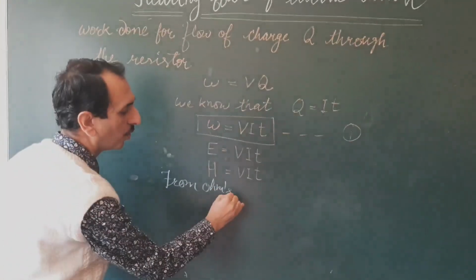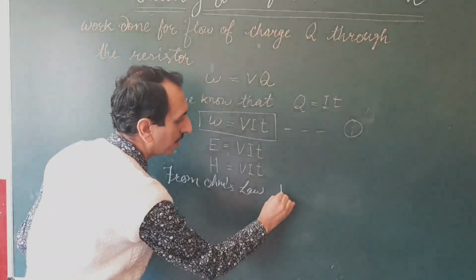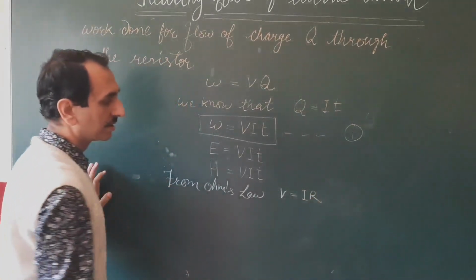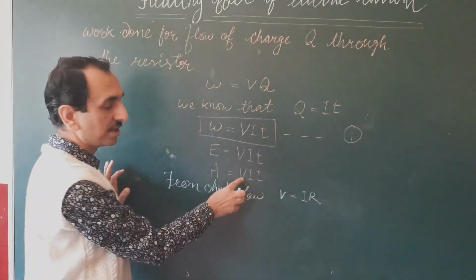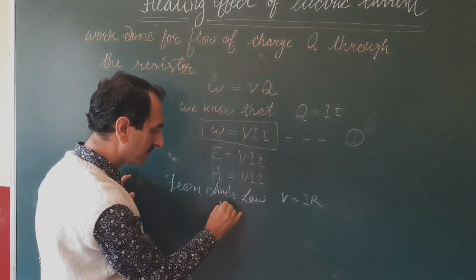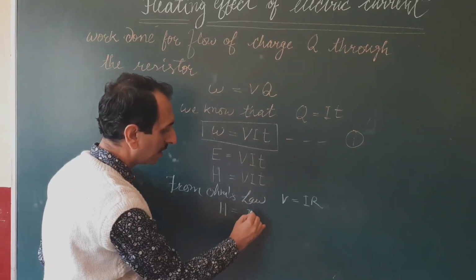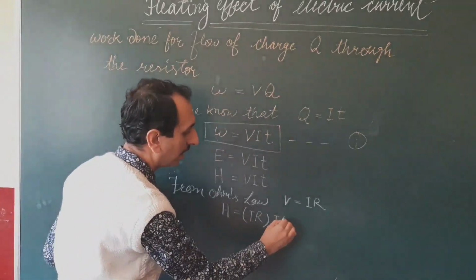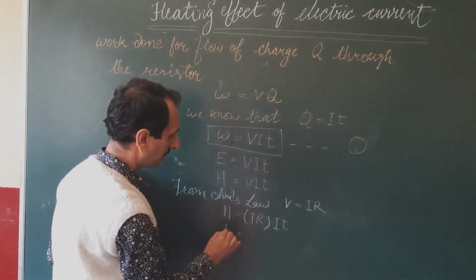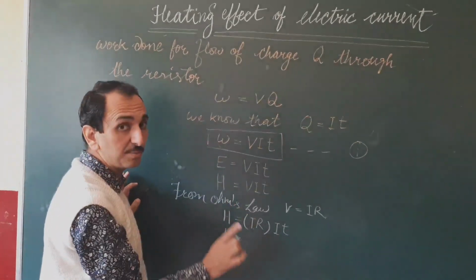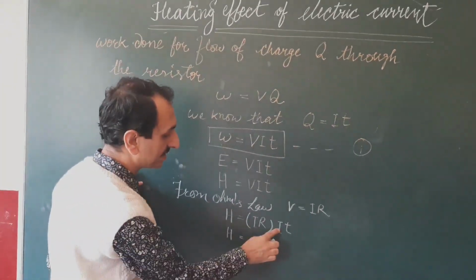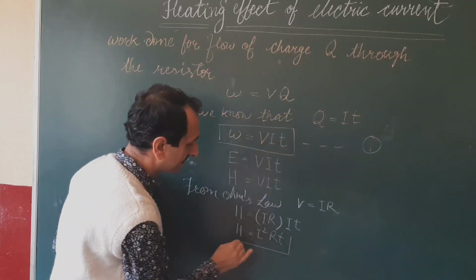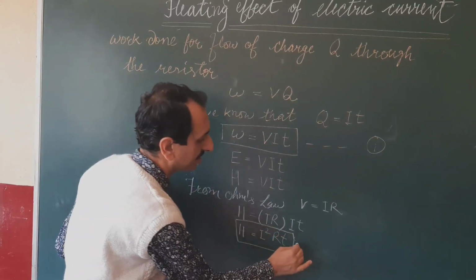From Ohm's law, V is equal to IR. So now we will fill this value here. H will be equal to IR into IT. When we open this bracket, it will become I square RT. I square RT. This is the second important relation.